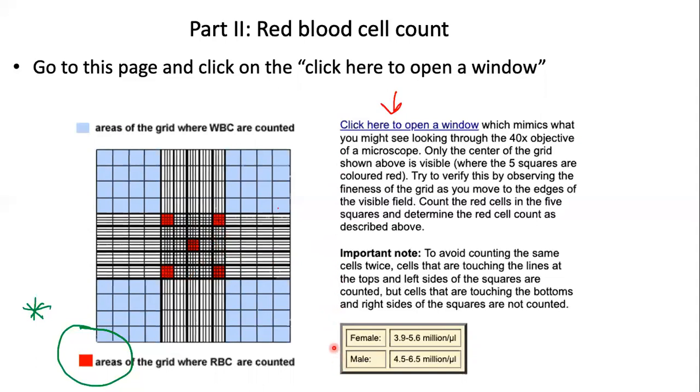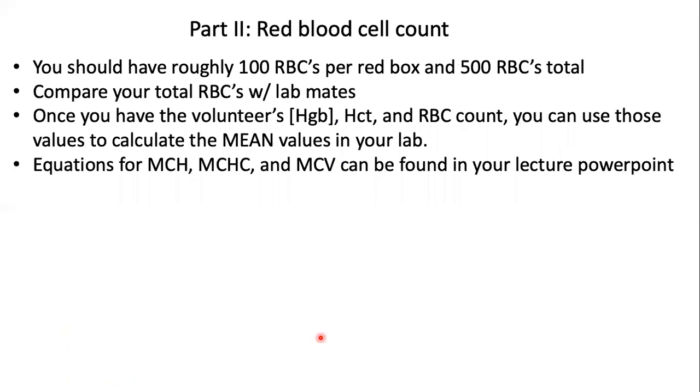Here are normal ranges. The other thing I love about McGill University's virtual physiology lab is they give you the normal ranges too. They actually have a white blood cell lab, a differential white blood cell lab, so you can look at that too for a past lab that we did on white blood cells. You should have roughly 100 red blood cells per red box and 500 red blood cells total. I want you to compare your values with your lab mates just to make sure you're on the same page. This is actually new to me. I didn't go in and count the red blood cells, but they look close to normal.